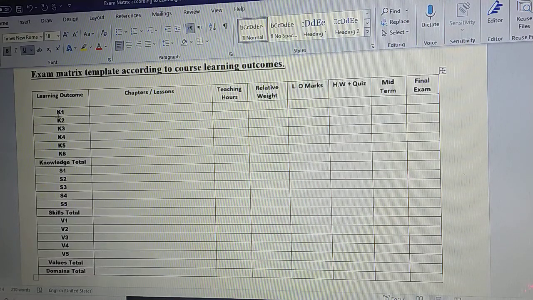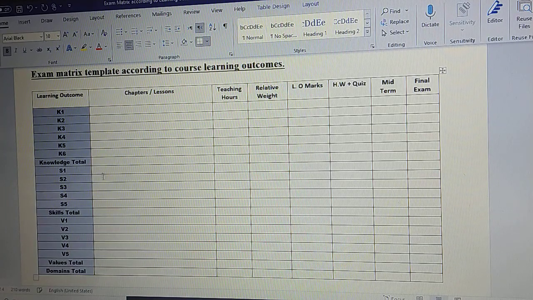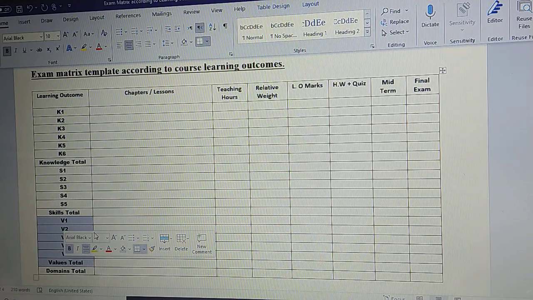First, I have to know the learning outcomes in my course. It consists of three domains. First one is knowledge. Second one is skills. Third one is values.